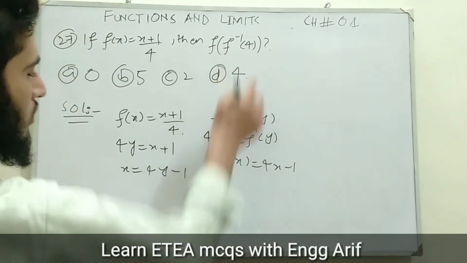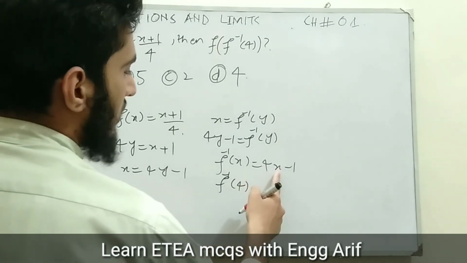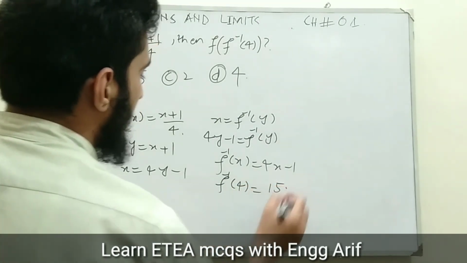Now here f inverse 4, so put 4 over here, it becomes f inverse of 4 is equal to 4 multiplied by 4 gives us 16 minus 1 gives us 15.